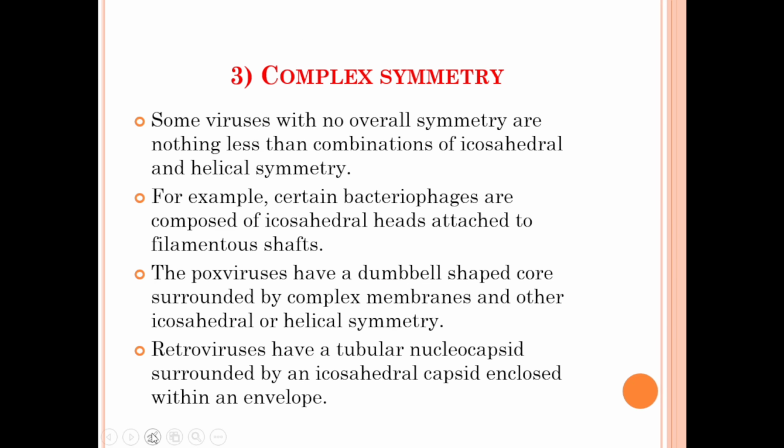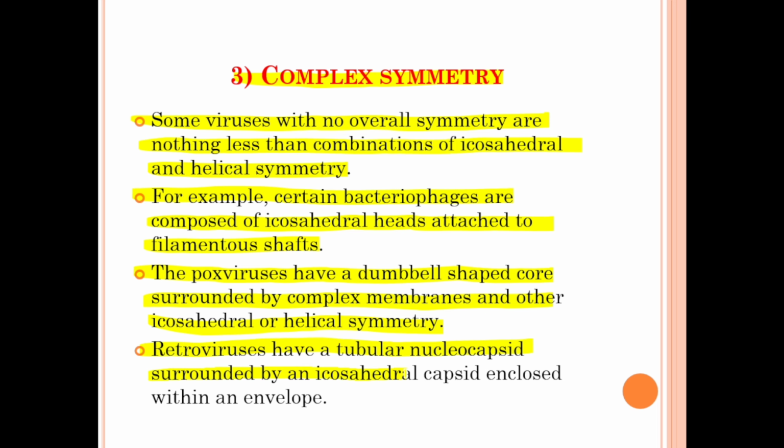ठीक है? Now moving on, we will discuss the next virion symmetry, that is the complex symmetry. So simply, some viruses with no overall symmetry are nothing less than a combination of an icosahedral and the helical symmetry. For example, certain bacteriophages that are composed of the icosahedral heads and attached to the filamentous shafts. The pox viruses have a dumbbell shaped core surrounded by complex membranes and other icosahedral or helical symmetry. The retroviruses have a tubular nucleocapsid surrounded by an icosahedral capsid enclosed within an envelope.